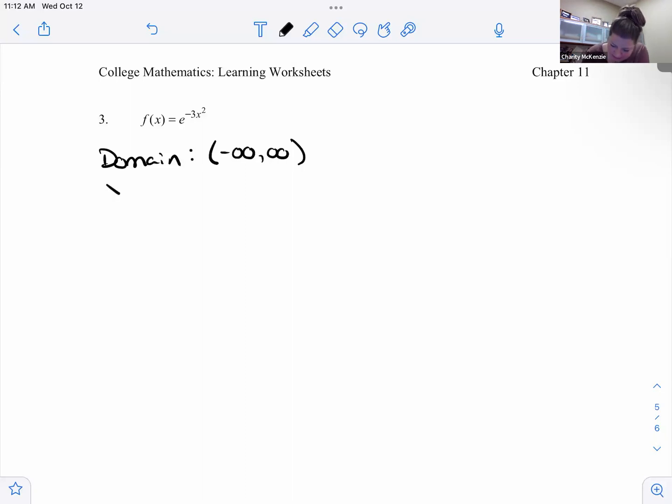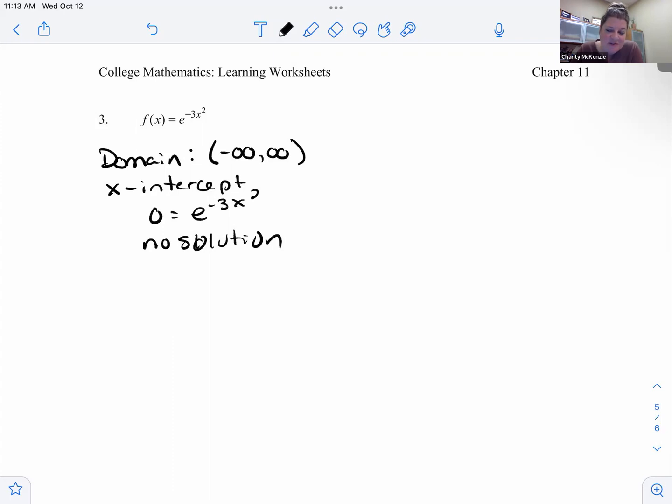X-intercept, you're going to let y be 0. All right, so we're here, and can that ever equal 0? No. It's tricky, right? If I put 0 in, I get 1. Any number to the 0 power is 1. So there's no solution. And that's something we've had quite a few problems on now, because there's no solution there. This graph can never cross your x-axis. So it's all above or all below.